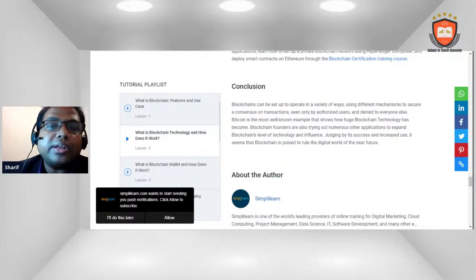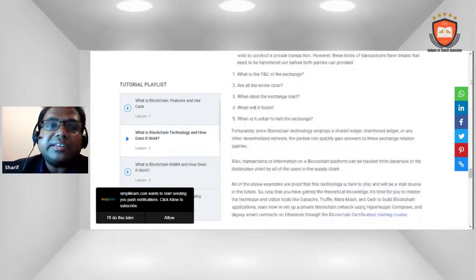Bitcoin is the most well-known example that shows how huge blockchain technology has become. Blockchain founders are also trying out numerous other applications to explore the blockchain level of the technology and its influence. Judging by its success and increased use, it seems blockchain is poised to rule the digital world in the near future.